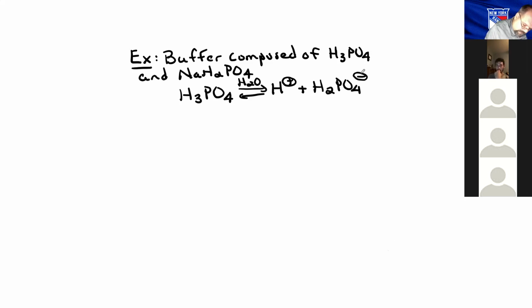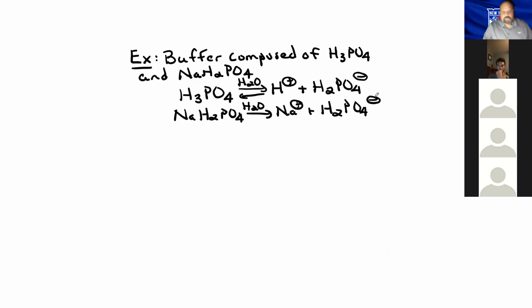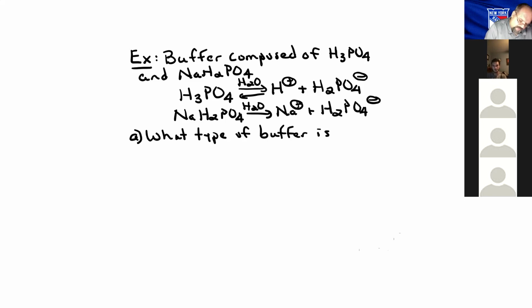And along with that, let me give you a couple of equations. Here's the first. And then here's the second. All right, so here's, from my perspective, to answer what we're about to talk about, essentially all the information that you will need. So, question A, what type of buffer is this?